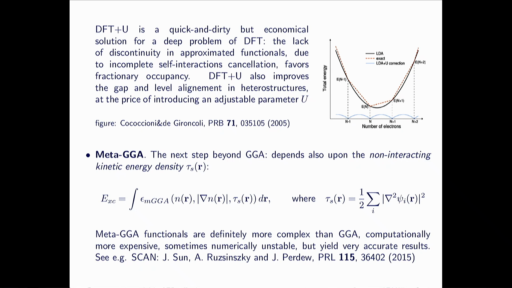For GGA, the exchange correlation potential is a local potential, so it's a simple object. In meta-GGA, you have the simple object plus other objects that change the Hamiltonian. So it's relatively complex to use, and it's numerically not easy. These objects are quite nasty numerically. But recent meta-GGA functionals seem to work very well.